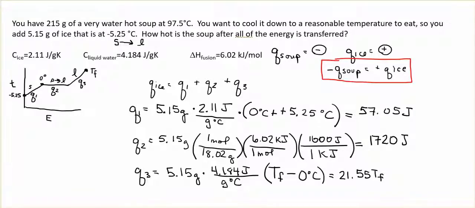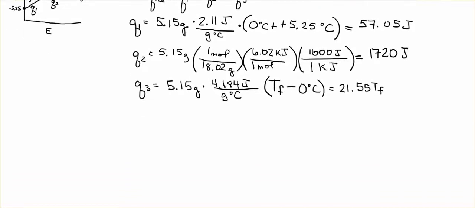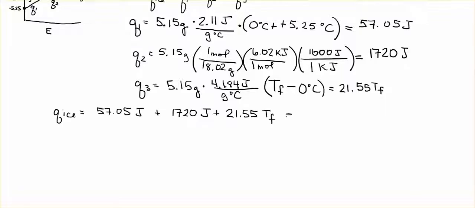All right, let me get a little more room here. So Q of the ice is equal to 57.05 joules plus 1720 joules plus 21.55 T final. I'm just going to go ahead and collect these like terms. So we get 1777.05 plus 21.55 T final.